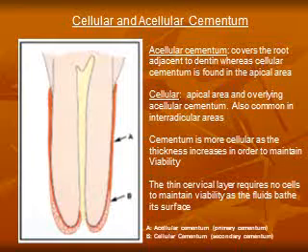Acellular cementum covers the root adjacent to dentin, whereas cellular cementum is found in the apical area. Cellular apical area and overlying acellular cementum are also common in interradicular areas. Cementum is more cellular as the thickness increases in order to maintain viability. The thin cervical layer requires no cells to maintain viability as the fluid part is at the surface.